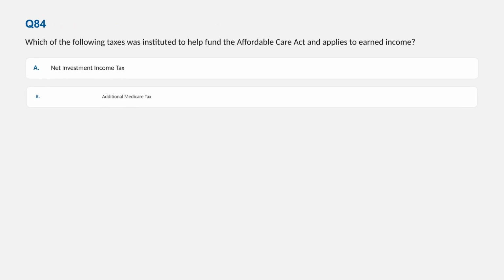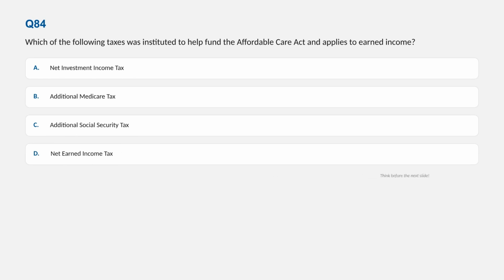Alright, let's move to question 84. Which of the following taxes was instituted to help fund the Affordable Care Act and applies to earned income? A. Net investment income tax. B. Additional Medicare tax. C. Additional Social Security tax. D. Net earned income tax.